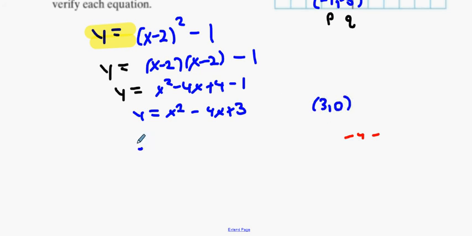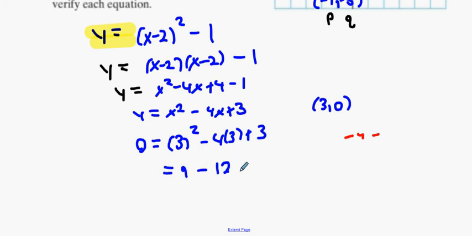What do I put in for x? 3. And I have to make sure they're the same thing, don't I? And I get 9 take away 12 plus 3, and we know 0 equals 0. Happy days. We know it's the correct equation.